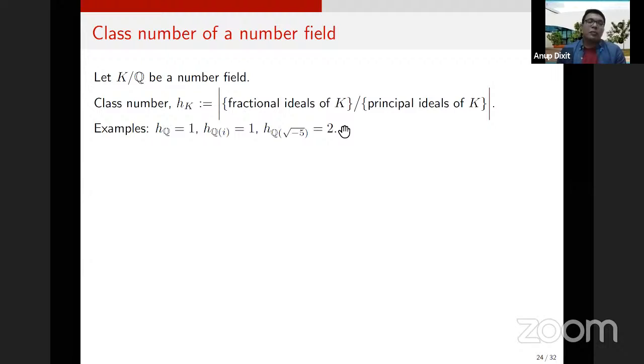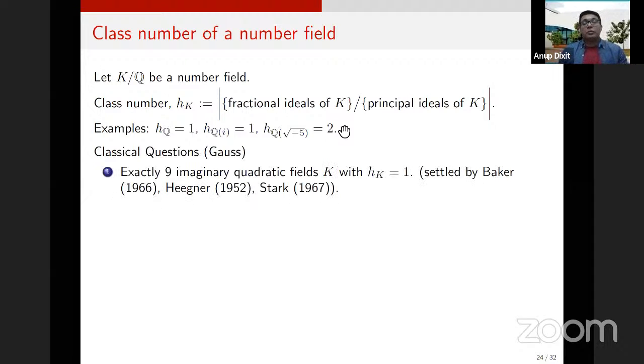So a classical problem in number theory is to understand how this class number varies on varying number fields. In that context, this problem begins with conjectures of Gauss, who in fact conjectured that for imaginary quadratic fields, fields of the type Q(√−D), there are exactly 9 imaginary quadratic fields with class number 1. And this problem was resolved fairly recently, in the mid 20th century, independently by Heegner, Baker, and Stark.